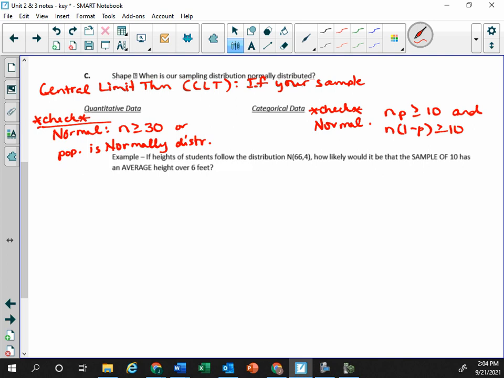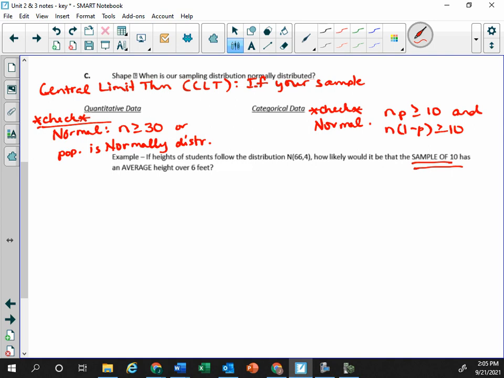Okay, let's try one, guys. So again, we're back to the heights of students here. We've got the population is normally distributed with a mean of 66, standard deviation of 4. How likely is it that a sample of 10, so this is different than our initial problem, this is a sampling distribution problem, that it has an average height over 6 feet, okay?